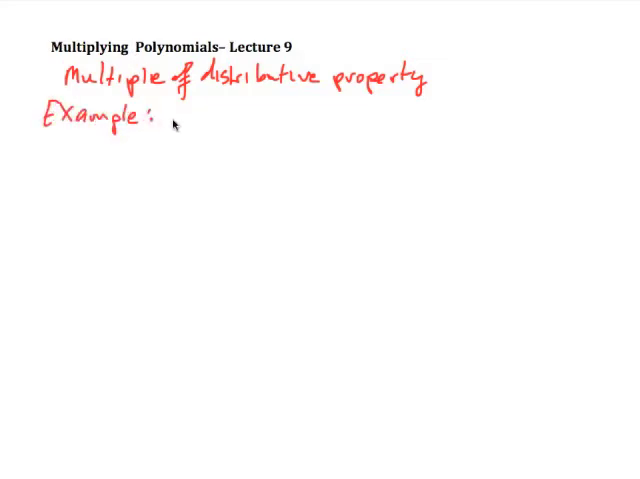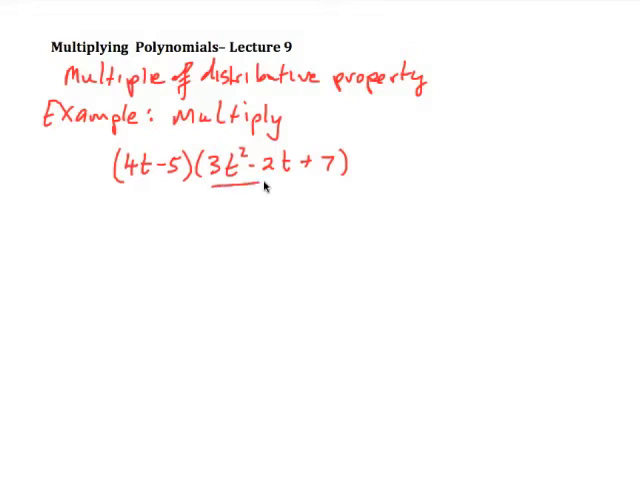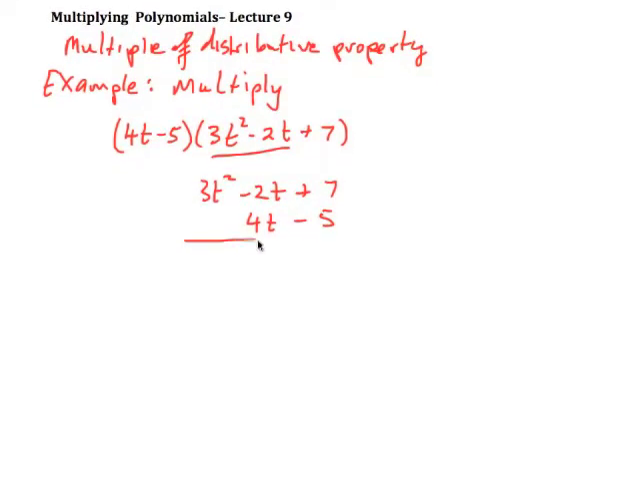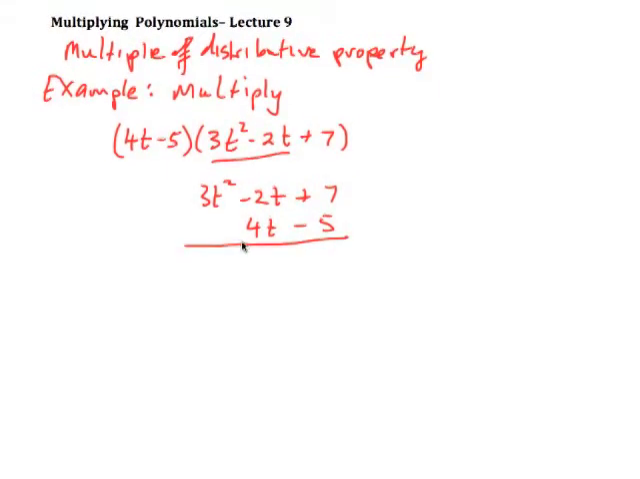So for example, let's suppose I want to multiply 4t minus 5 by 3t squared minus 2t plus 7. Now what we do is we take the larger one, 3t squared minus 2t plus 7, and we write the smaller one underneath, and we're going to do a multiplication.